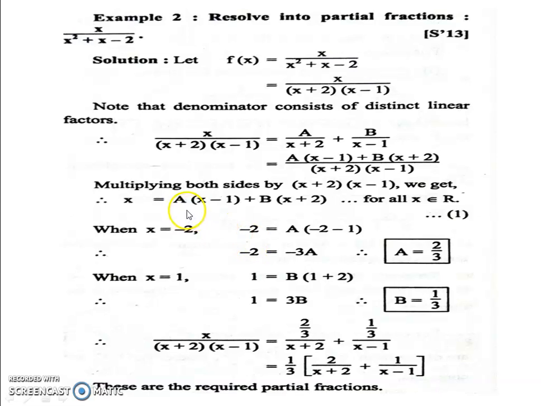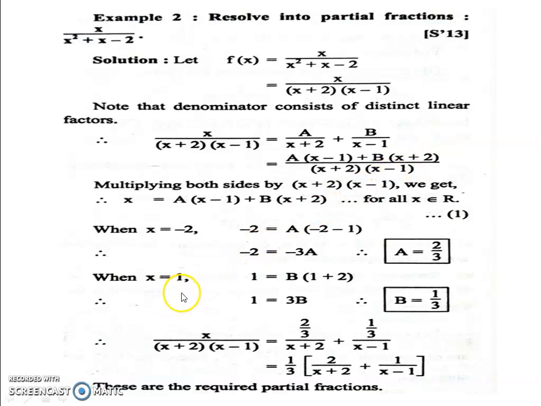So minus 2, capital A, minus 2 minus 1 plus capital B, minus 2 plus 2 is 0. 0 into anything is 0. So we derive minus 2A in bracket minus 2 minus 1. We know that minus 2 minus 1 is minus 3. So minus 3A is equal to minus 2. So minus 3 goes this side. So capital A is equal to 2 upon 3, minus minus get cancelled.